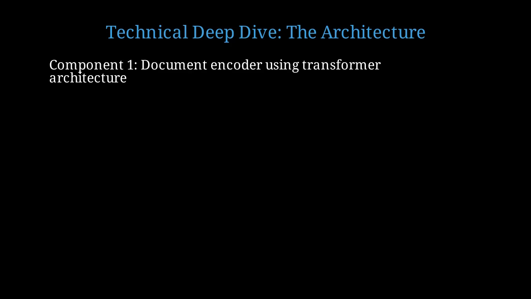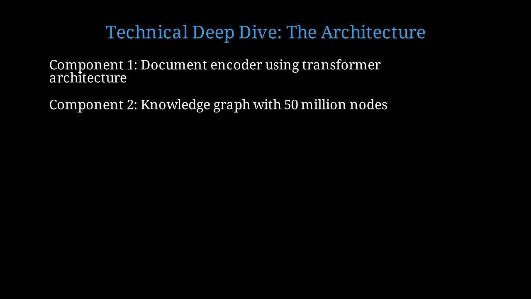For those interested in technical details, let me briefly describe the typical architecture of modern gap analysis systems. Component 1 is a document encoder using transformer architecture, typically based on models like SciBERT or PubMedBERT fine-tuned for scientific text. Component 2 is a knowledge graph with over 50 million nodes representing concepts, methods, datasets, and their relationships. Component 3 is a specialized neural network trained to detect gaps by comparing observed versus expected patterns in the knowledge graph.